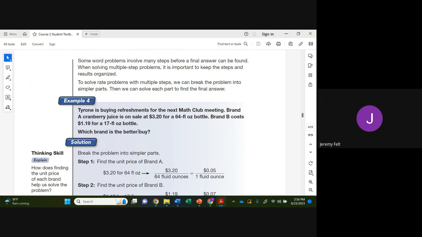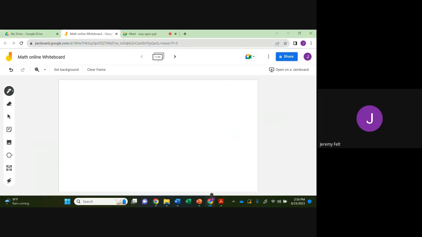And we would do $3.20 divided by 64 ounces. This was price, this was ounces. So that comes out to be 0.05 per ounce. So it's 5 cents per ounce for brand A.